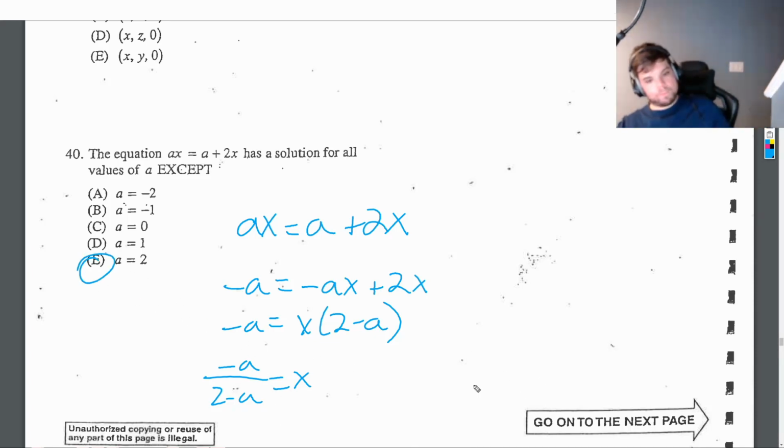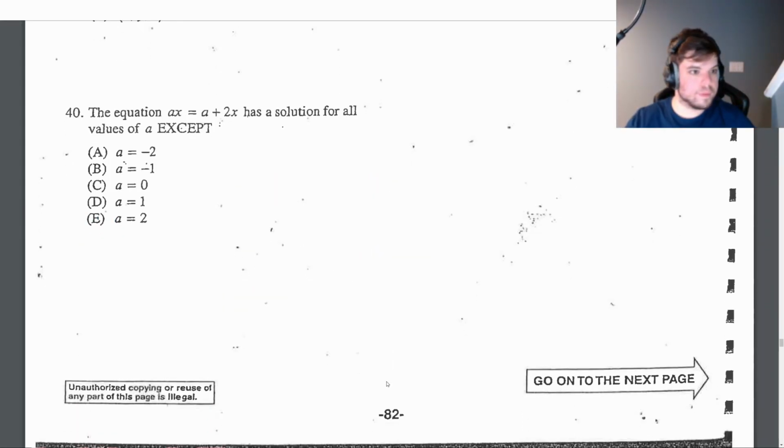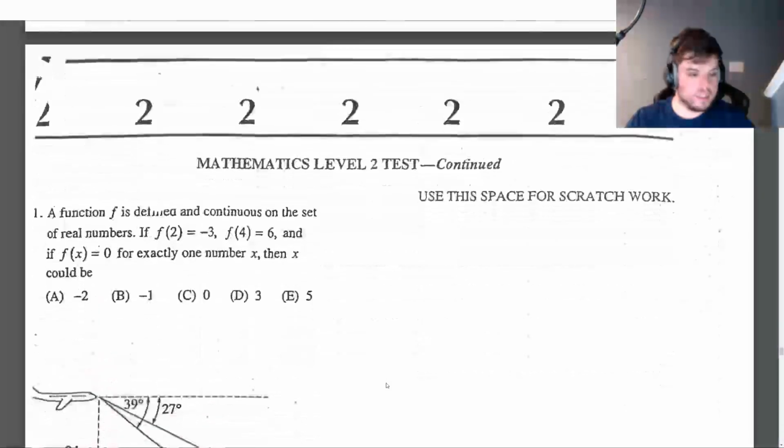A equals 2. It's confusing which one you need to solve for. Solution for values of a. Yeah, you need to have it solved for the other variable, which means that 40 is E.